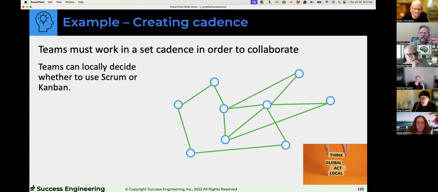So if we say we have a cadence, a cadence is a common thing. We're going to have all our pieces on 2-week sprints. Excuse me, not 2-week sprints, because that would be an implementation issue. But every 2 weeks, we're going to get together and see how we're doing. I can still have my teams work on Scrum or Kanban.